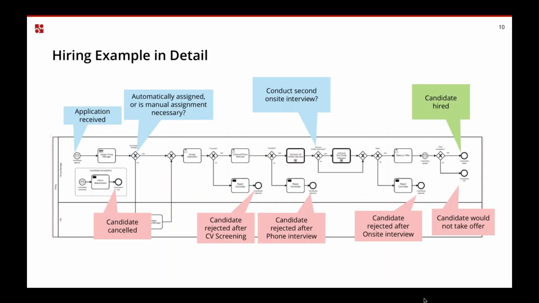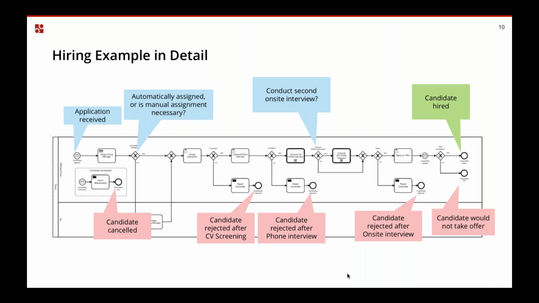And how does it look in detail? As you can see here on the BPMN diagram, we see on the left-hand side that the candidate can apply. This would be a start message event. And then on the right-hand side, you can see that the candidate has been hired. This would be the end event that we see here. And then obviously on the way, all different kinds of things can happen.